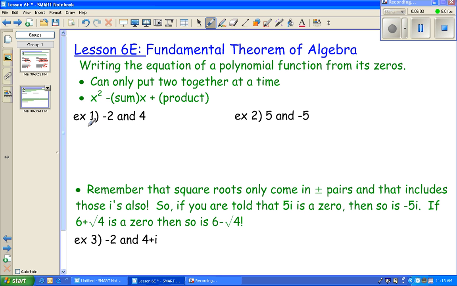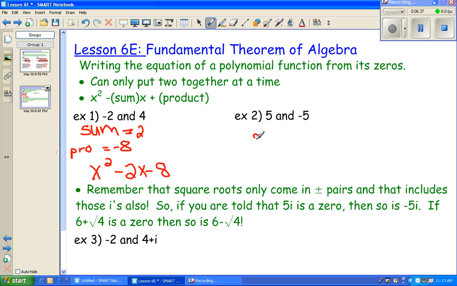So if you look at -2 and 4, your sum is going to be 2, and your product is going to be -8. So our polynomial function that has those zeros would be x squared minus 2x minus 8.